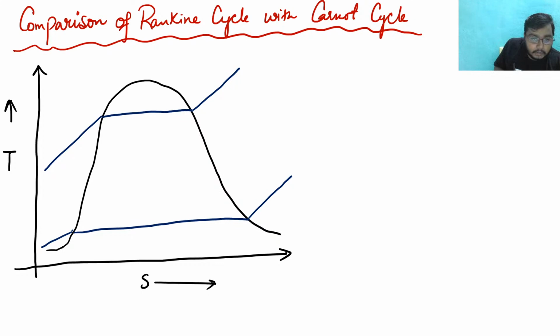Now see, what is a Carnot cycle? If I draw a Carnot cycle, it will be like this. Okay, so this is the Carnot cycle. Suppose this is 1, this is 2, this is 3 dash, this is 4. Let me draw it and then I will explain it. Just give me some time.